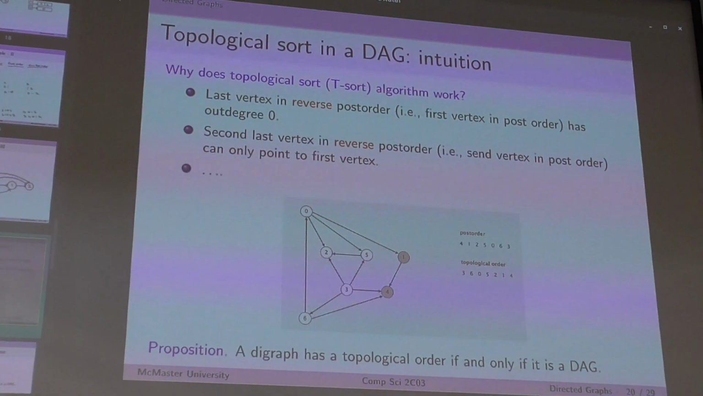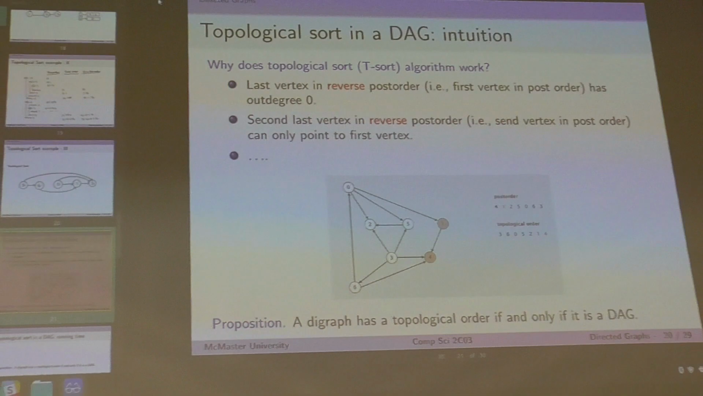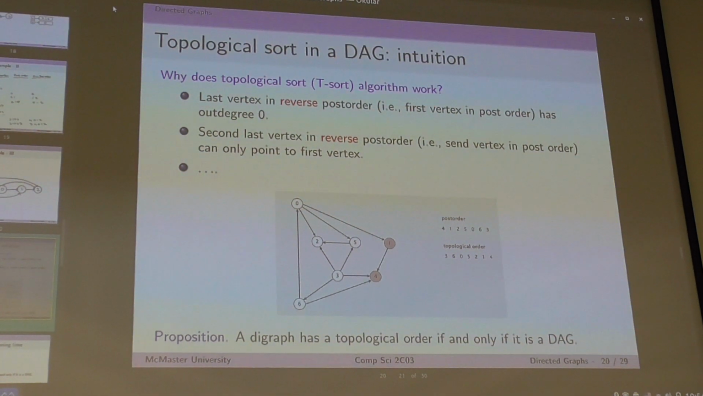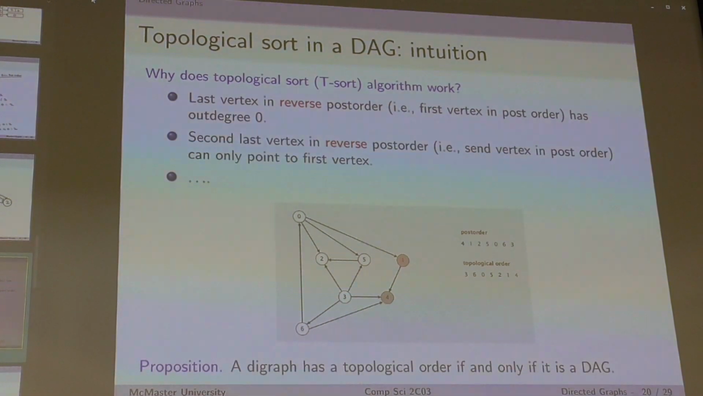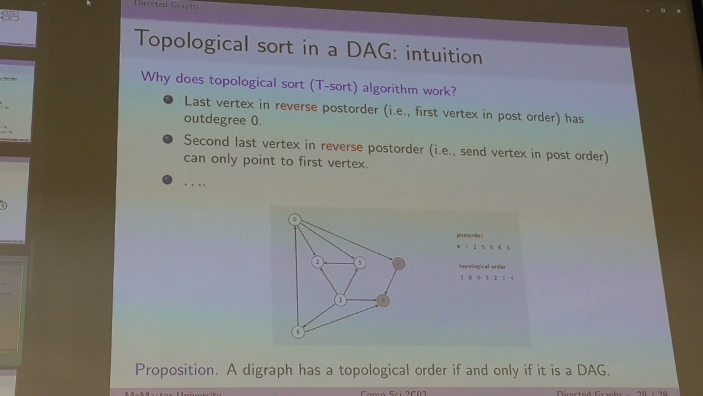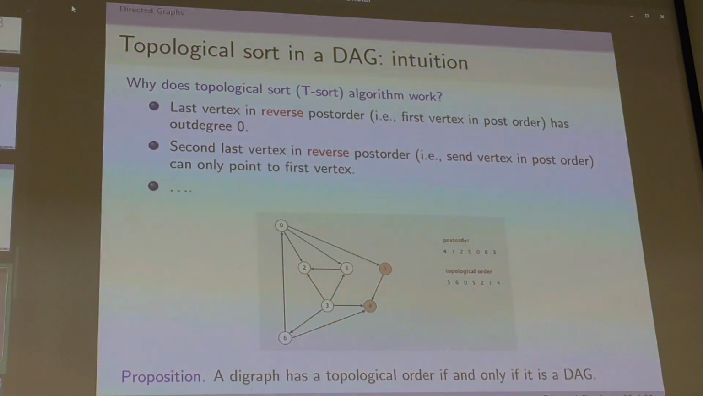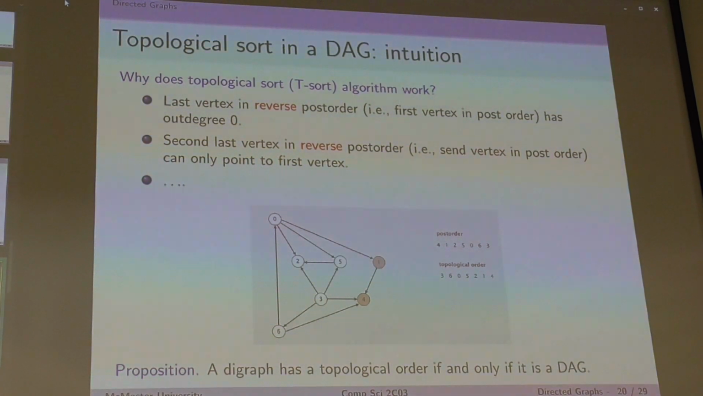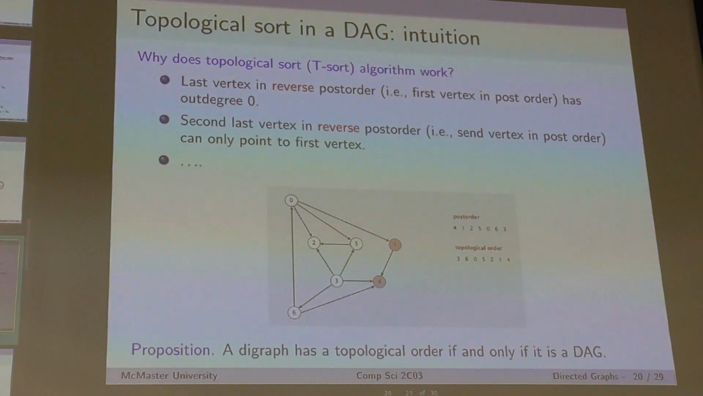So, why does topological sort work? The last vertex in reverse post order, i.e. the first vertex in post order, has an out degree of 0. The second last vertex in a reverse post order can only point to the first vertex, and so on. You can construct the argument inductively from there.